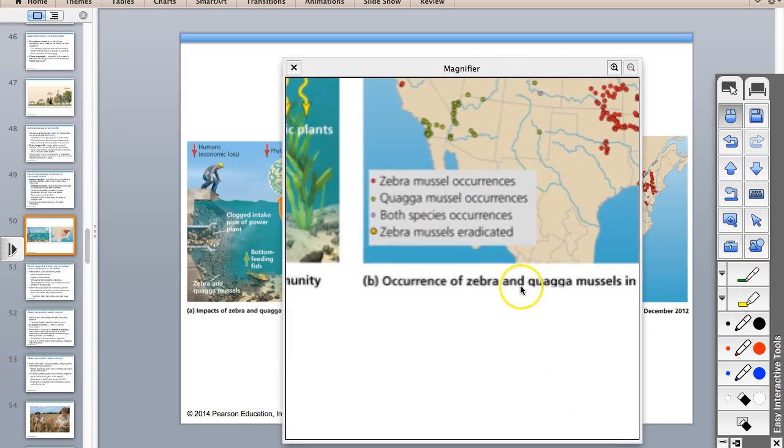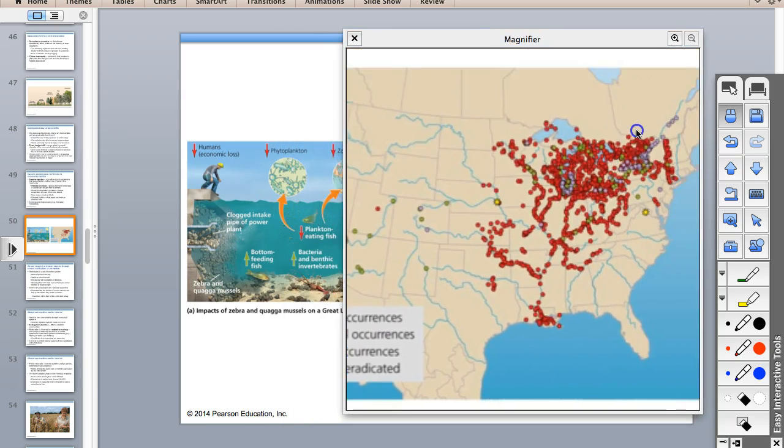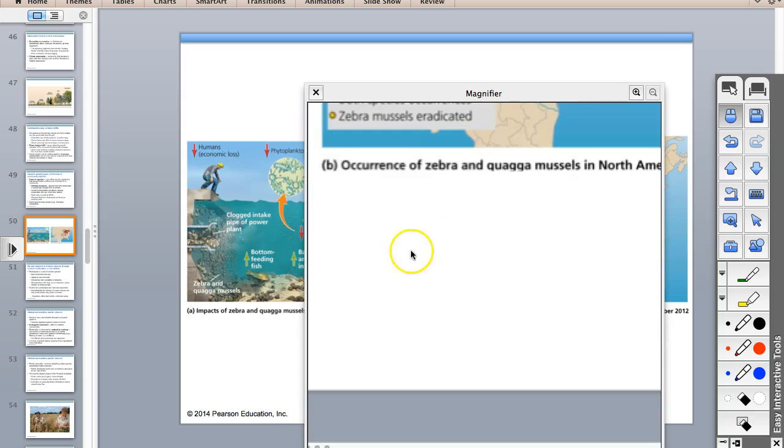There's also something called quagga mussels. For whatever reason, the AP exam people just like to talk about mussels. They go to the gym. So, alright, the zebra mussels are the red dots. The green dots are quagga mussels.